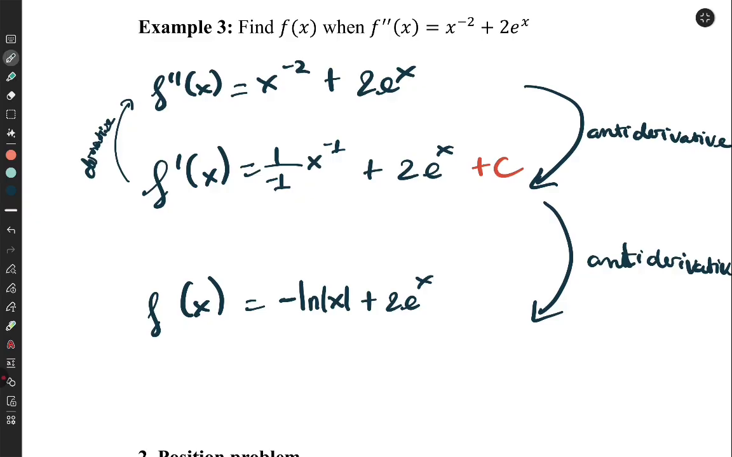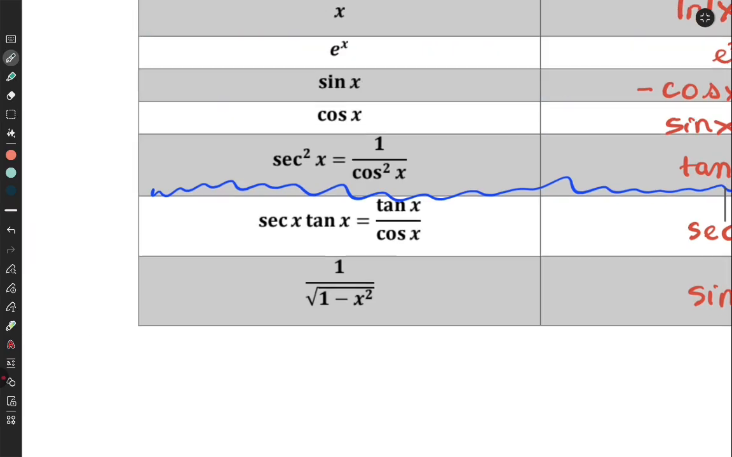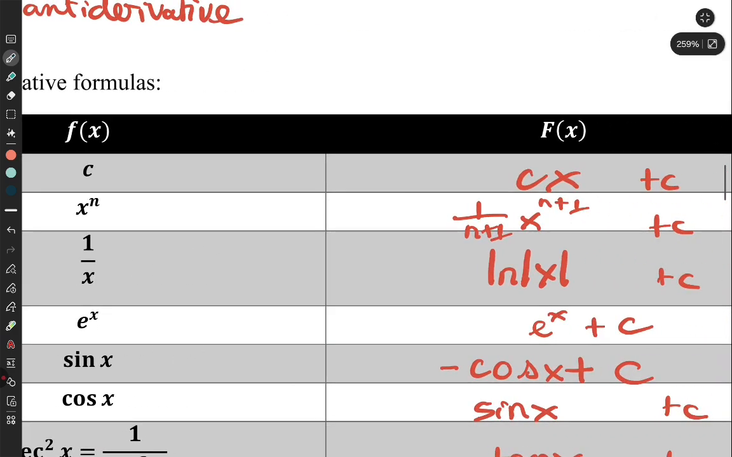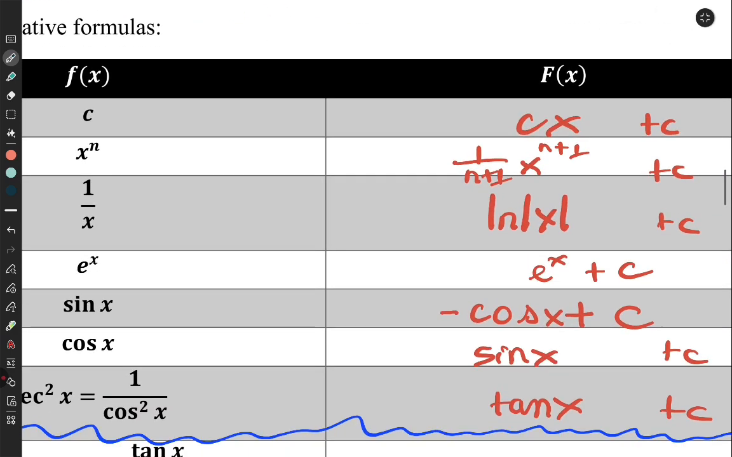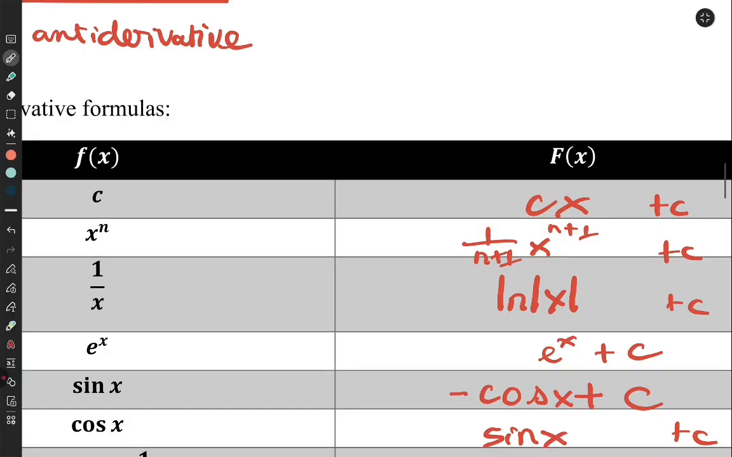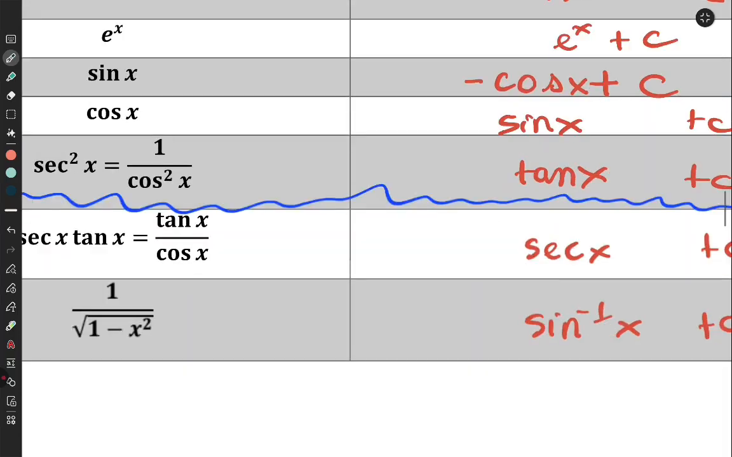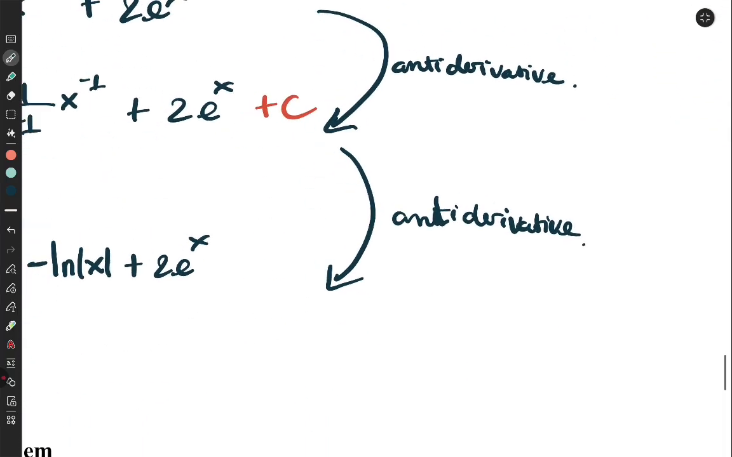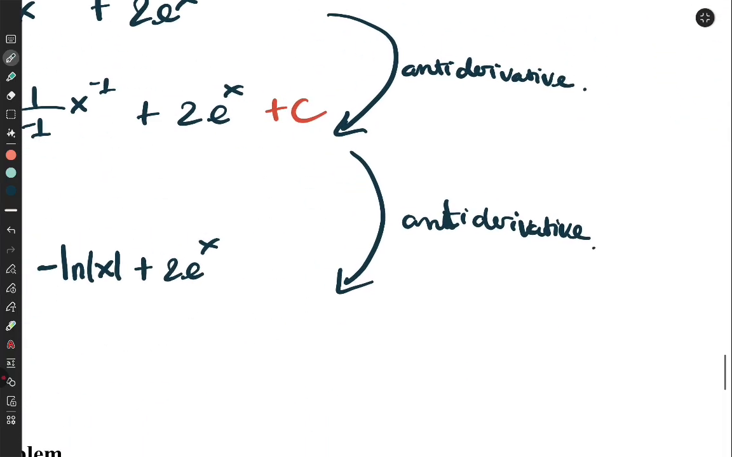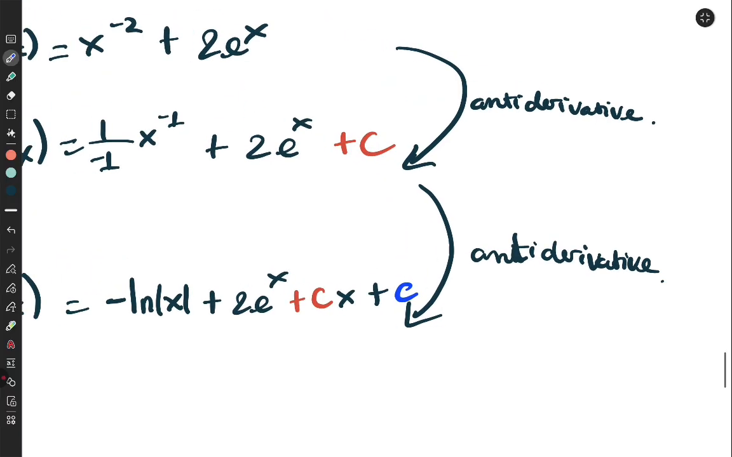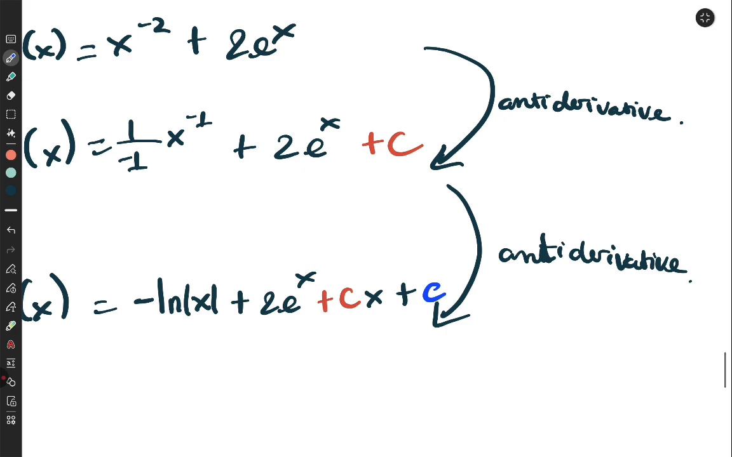We have something for c. Cx and another c, right, a constant. This step gives you another constant. Cx. So in other words, you have 2 c's: that red c, plus x plus another c, the blue c, this one over here.